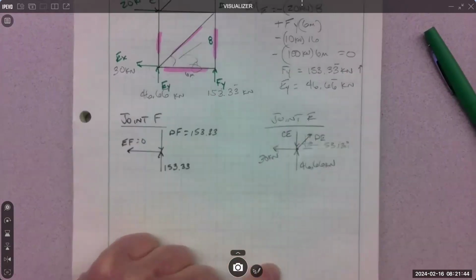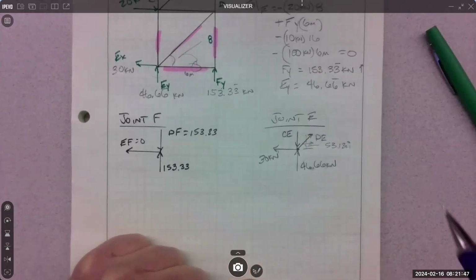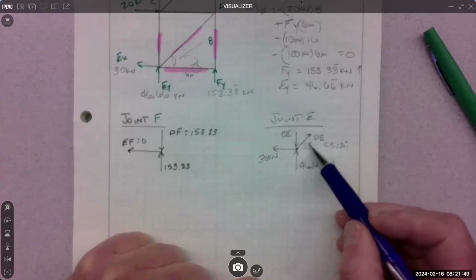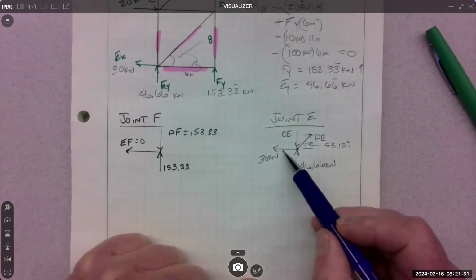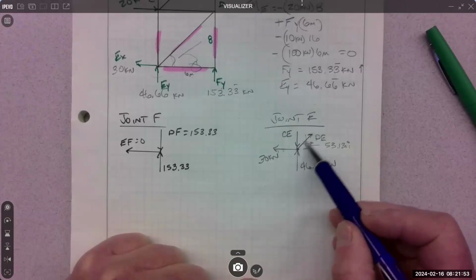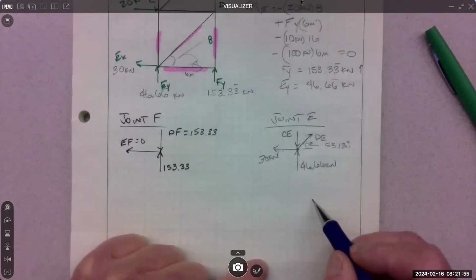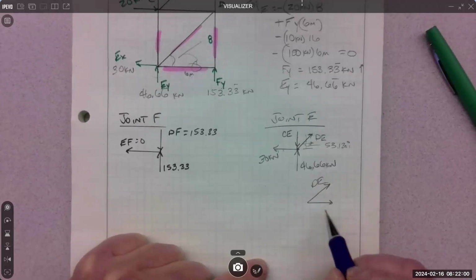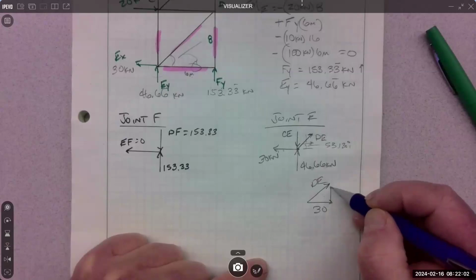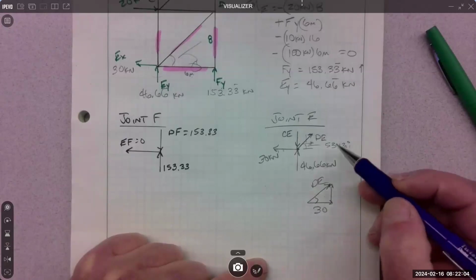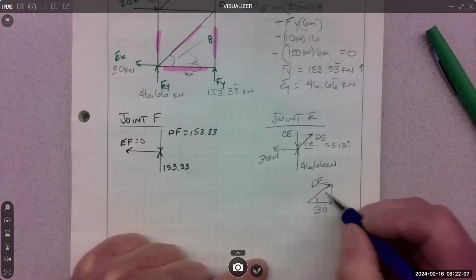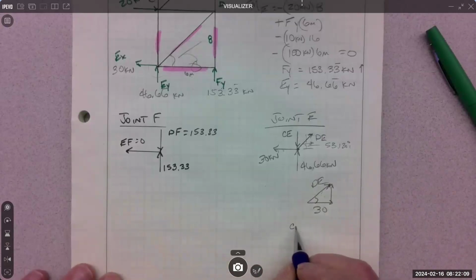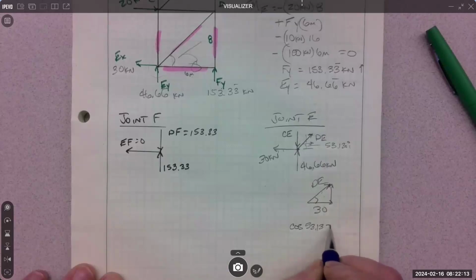You want to pick out the direction that has a single unknown. This X component has to be equal to 30. Yep. So that means we can get DE. So just looking at DE, I know this component is 30. I know this angle is 53.13. I should be able to get DE. Cosine 53.13 equals 30 over DE.